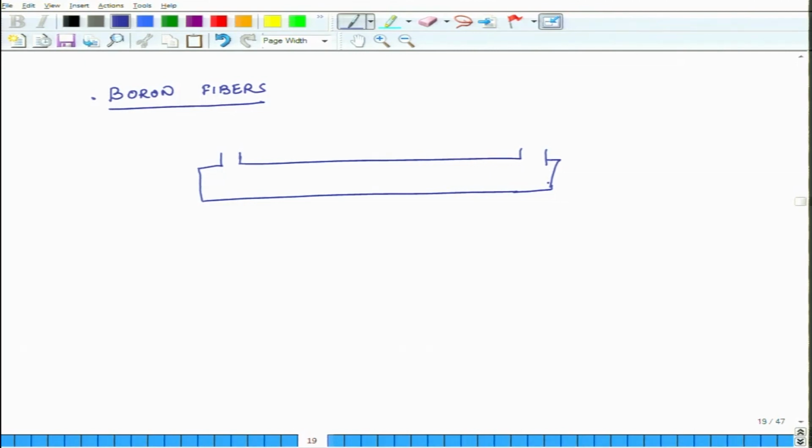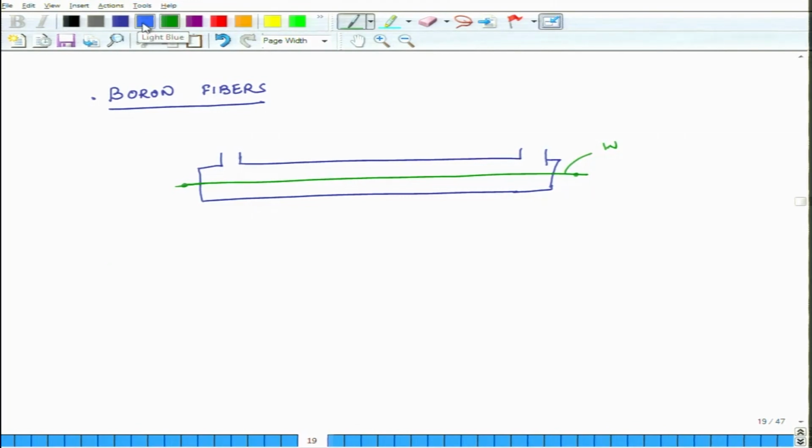So this is a hollow tube, and in this you take a very thin wire, okay, and this wire is of tungsten. So, this is a tungsten core. This could be either tungsten or carbon, tungsten core or carbon core, and then you deposit boron on this tungsten wire.